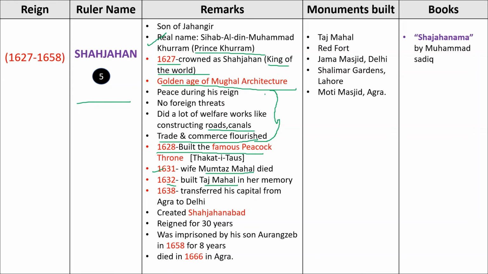In 1638, he transferred his capital from Agra to Delhi and he created a city called Shahjahanabad. He ruled for over 30 years and was imprisoned by his son Aurangzeb in 1658 for 8 years. Then he died broken-hearted in 1666 in Agra. The monuments built during his period are Taj Mahal, Red Fort, Jama Masjid, Shalimar Gardens, Moti Masjid, etc. His book Shahjahanama was written by Muhammad Sadiq.